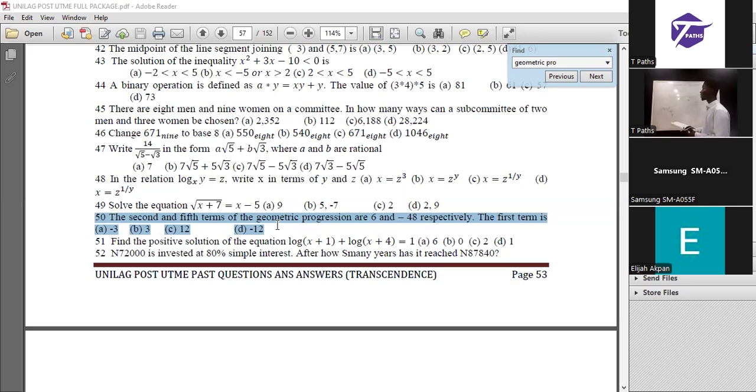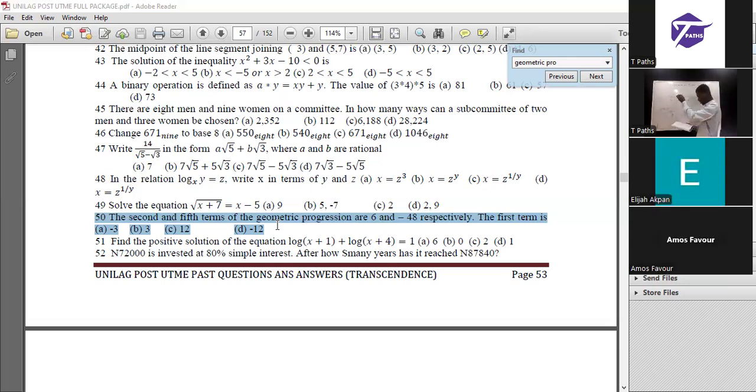Now we are given the second term. So that tells us the second term of the progression is A R raised to power n minus 1. And in this case, it says A R raised to power 1, which is AR, which is equal to 6. Now let's do the second one. I have A subscript 5, which is also the fifth term, which is AR raised to power 4. And that's negative 48.